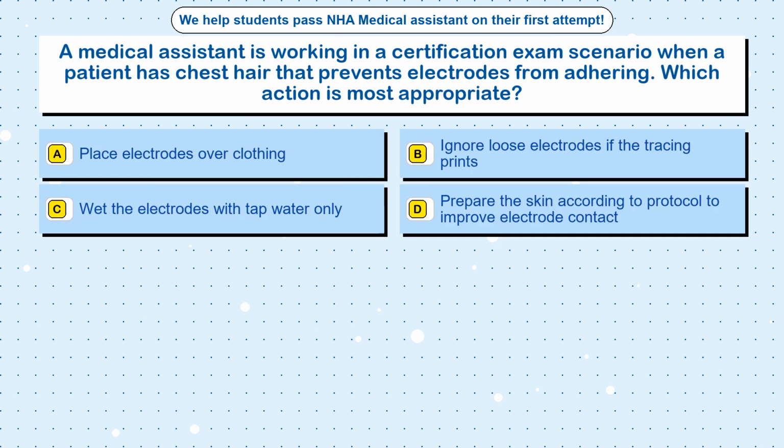Question 75. A medical assistant is working in a certification exam scenario when a patient has chest hair that prevents electrodes from adhering. Which action is most appropriate? Option A, place electrodes over clothing. Option B, ignore loose electrodes if the tracing prints. Option C, wet the electrodes with tap water only. Option D, prepare the skin according to protocol to improve electrode contact.